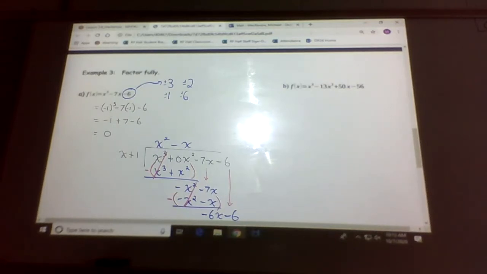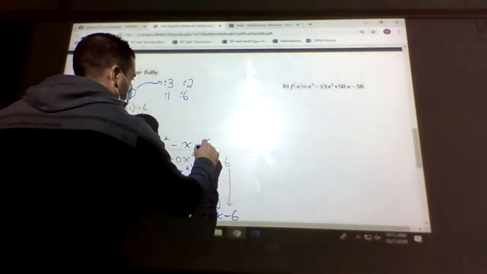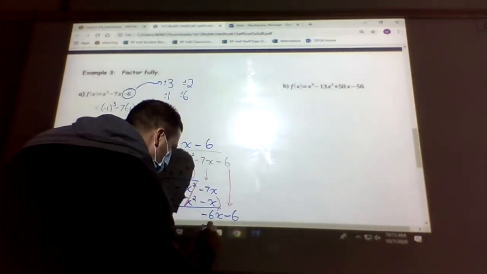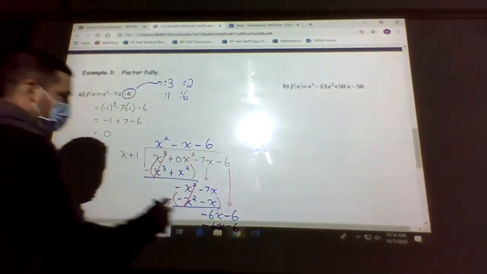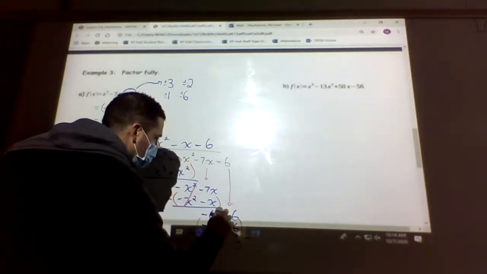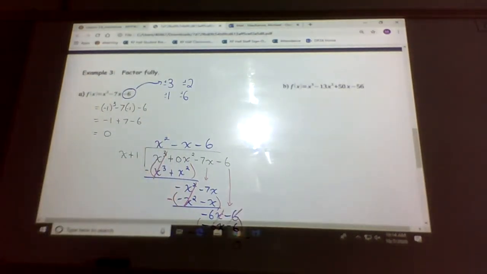And what's my last multiple? What do I multiply x by to get negative 6x? Negative 6, good. And they all cancel out. So we get a remainder of 0.